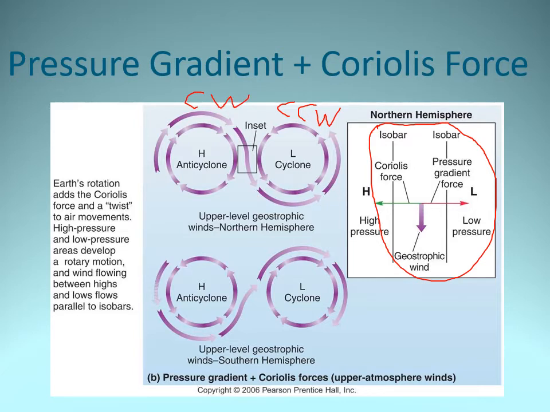So this is the result of the forces between pressure gradient and Coriolis and the rotational. We could include centripetal force in here, but we're not going to. In the southern hemisphere, everything is reversed. There would be clockwise rotation around the low, and around the high you would actually have counterclockwise.